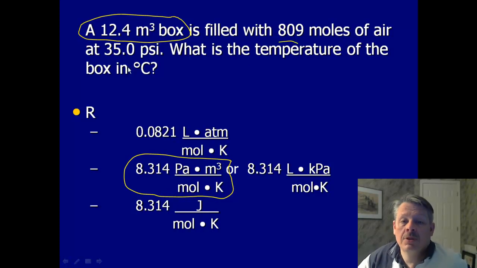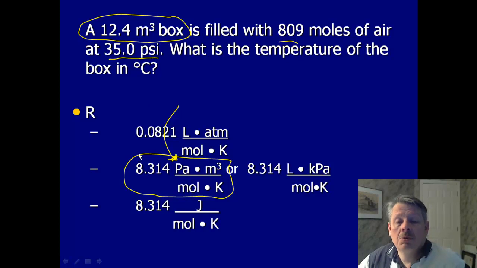That's cool because everything's in moles, and I have 35.0 psi. My units here are in pascals, so I'm going to have to change that. Let me do that right now before I go anywhere. I'm definitely going to use this as my R value, but remember that all of my units, whatever units I choose to use, must match the units in my R value. Okay, so I'm starting with 35.0 psi.